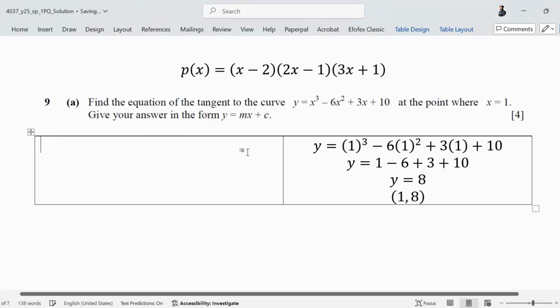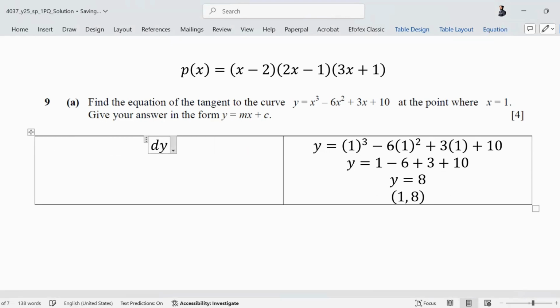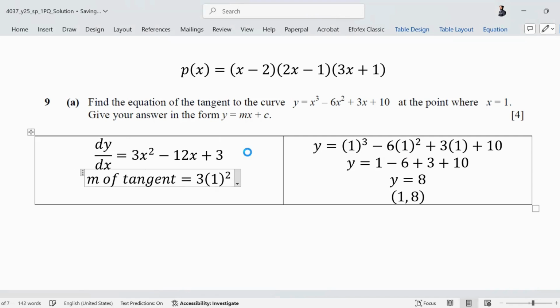Now for the gradient, I know it's a tangent to the curve, so I can simply differentiate the equation of the curve. I'll get 3x squared minus 12x plus 3. And the gradient of the tangent can be obtained by plugging in the value of x. 3 into 1 squared minus 12 into 1 plus 3. 3 plus 3, 6. The gradient is negative 6.